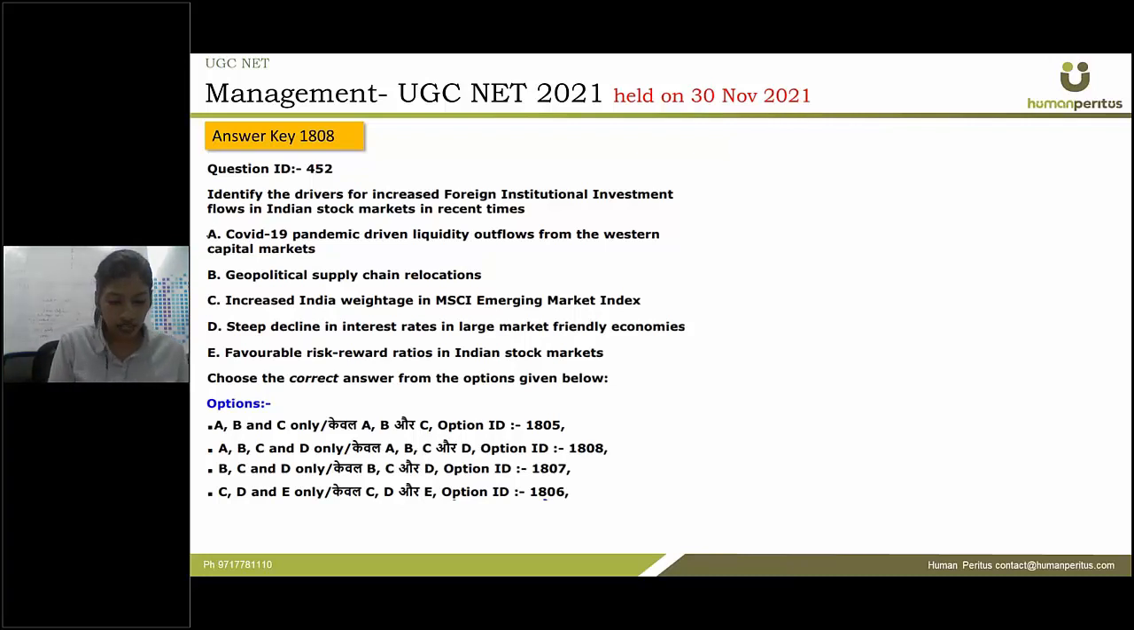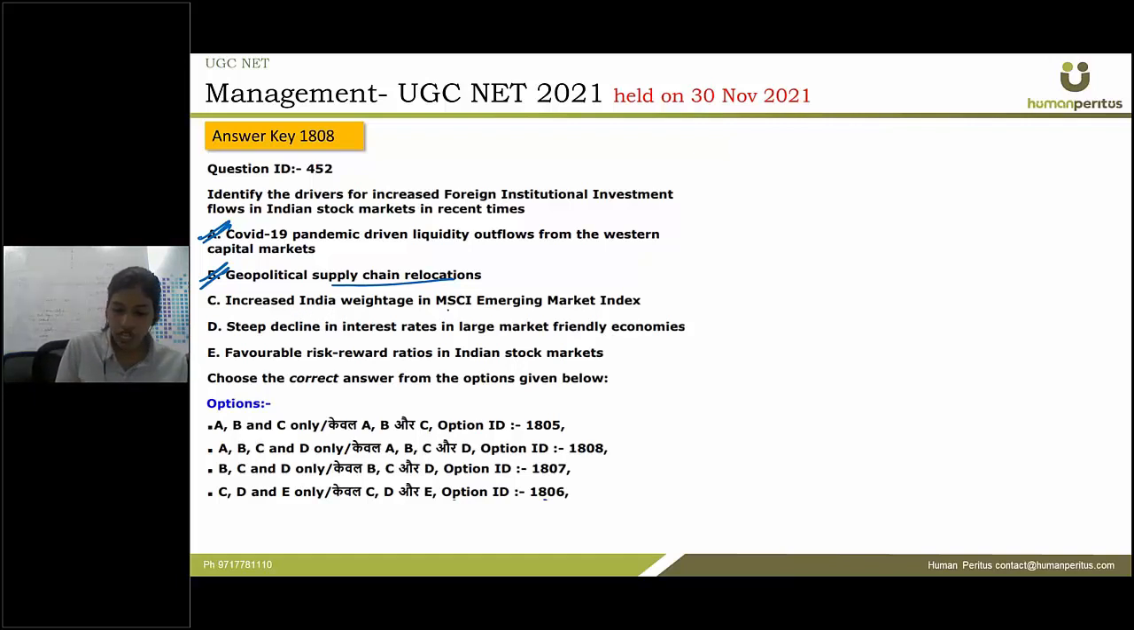So the first reason is the COVID-19 pandemic, because it drove liquidity, as Western capital markets have fallen down. So that's why the liquidity from there has been shifted to Indian markets. Geopolitical supply chain relocations. Now, in recent times, we have heard the news that Apple has shifted its production to India from China. So a lot of supply chain relocations have also happened in India, which have increased the stock market value of India.